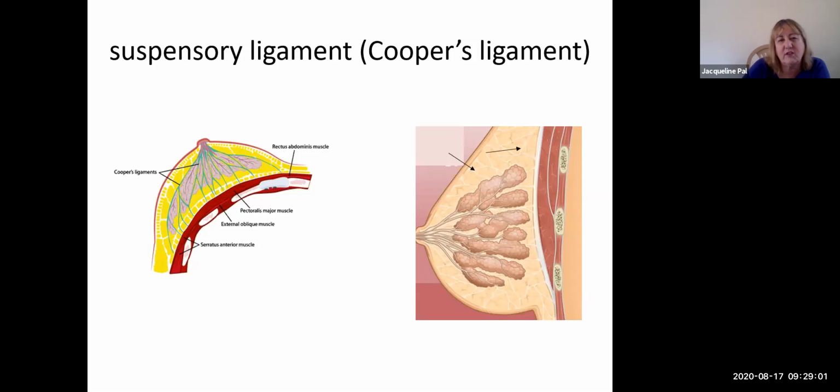Other interesting structures are these white linear structures, which are called Cooper's ligaments. They are suspensory ligaments of the breast, which are going to stretch, and you get what we call Cooper's droopers, where the nipples hang in an inferior direction. So this happens with age or with the weight of the breast.